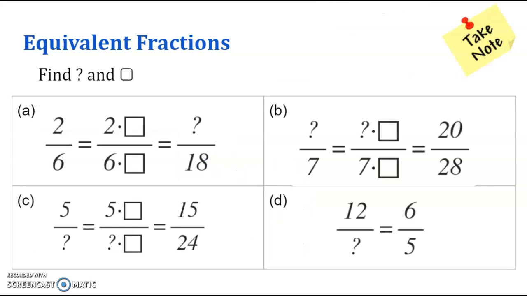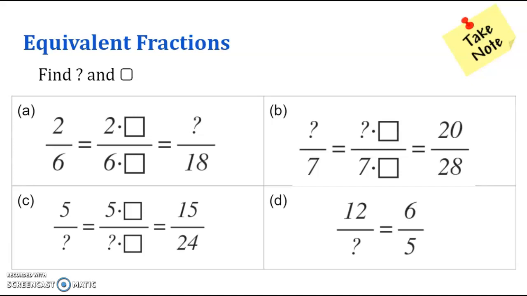All right, so this time I want you to try to figure out what I should multiply to get this denominator, the bottom number, to become 18. Whatever I'm multiplying at the bottom, I need to do the same at the top. So can you figure out what the square boxes are and what the question marks are? And you're taking notes on this too.